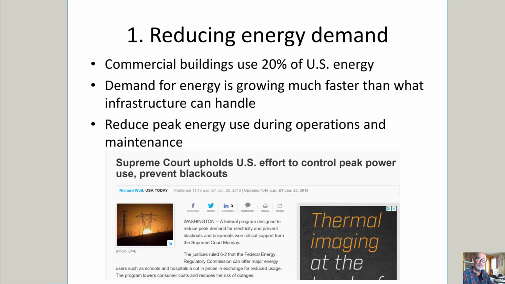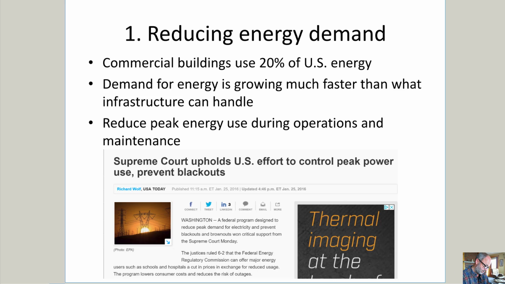So energy demand, reducing that could be as simple as shutting the lights off, right? If you're just not using the energy, that's reducing it. And commercial buildings use about 20% or more. I've seen other data that showed it was more. So that's a good place to reduce energy use.